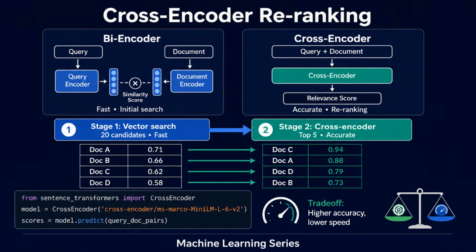Re-ranking improves result quality through a two-stage approach. The first stage uses fast bi-encoders for initial retrieval, encoding query and documents separately. The second stage uses cross-encoders that encode query and document together, producing more accurate relevance scores, but at higher computational cost. The typical pattern retrieves 20 candidates quickly, then re-ranks to the top 5 with a cross-encoder. Models like MS MARCO MiniLM are optimized for this task. This two-stage approach gives you both speed and accuracy.